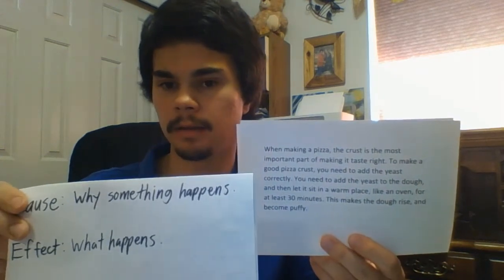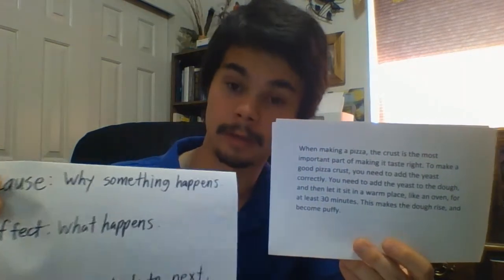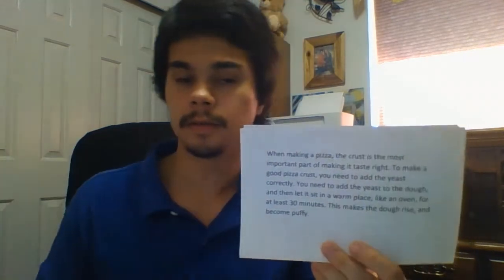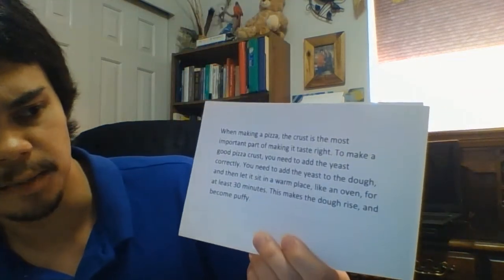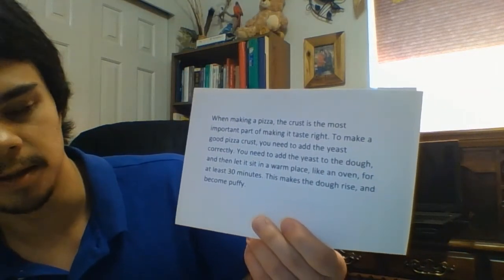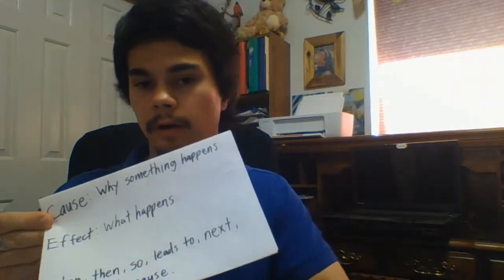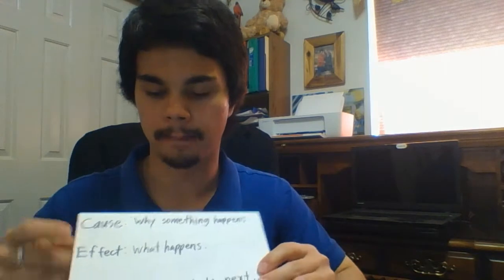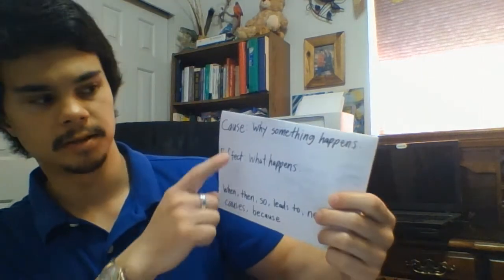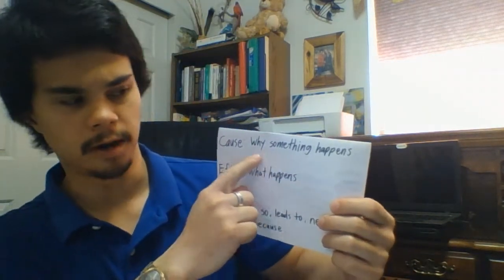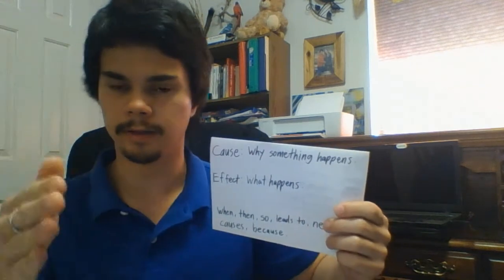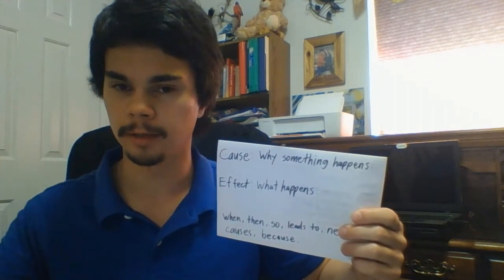That could be our cause. So the second sentence, this makes the dough rise and become puffy. So that comes second. That could be our effect. What happens? So let's see. The cause is why something happens. We let the dough and the yeast sit in a warm place.